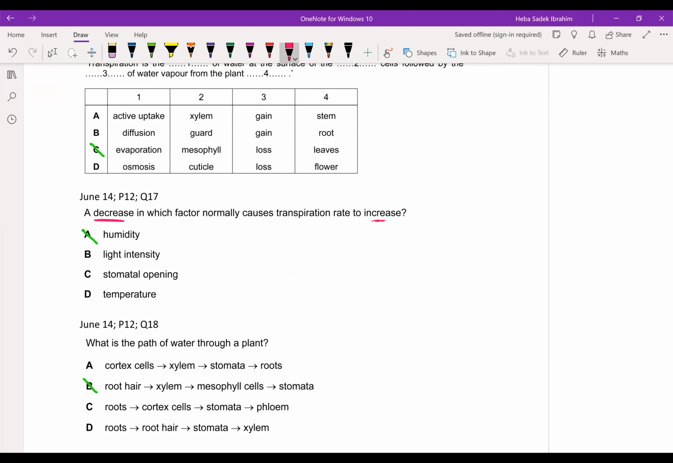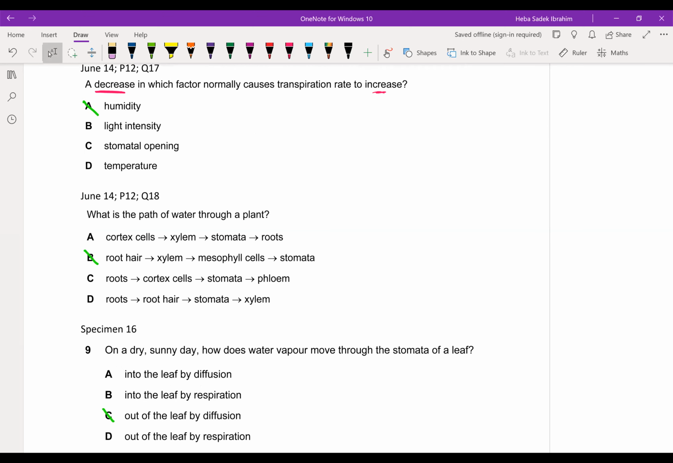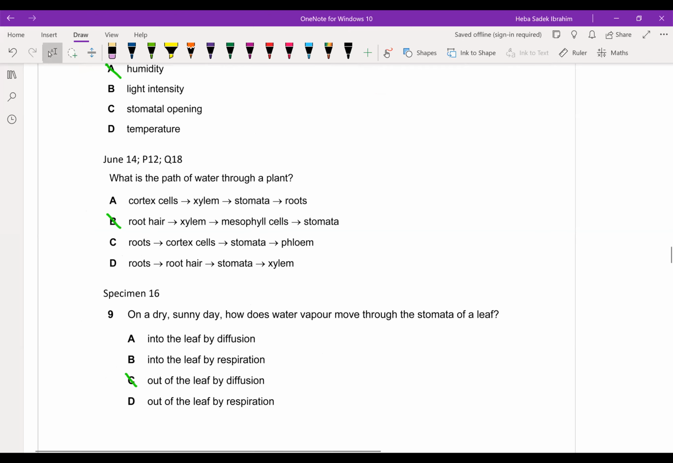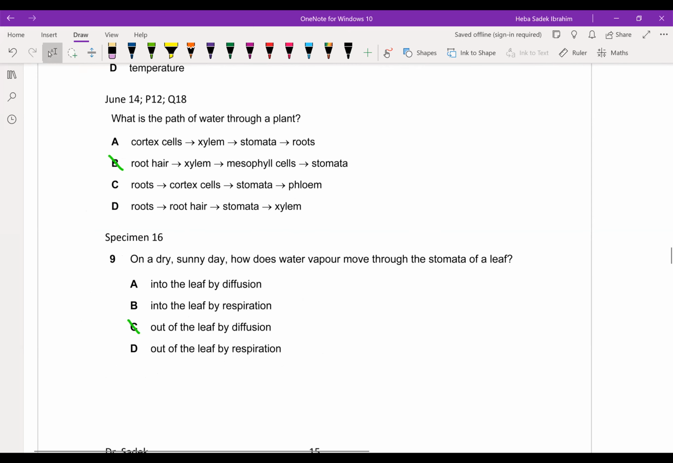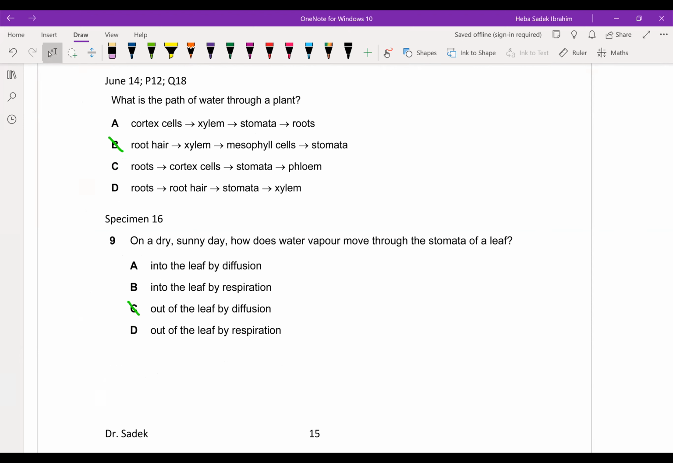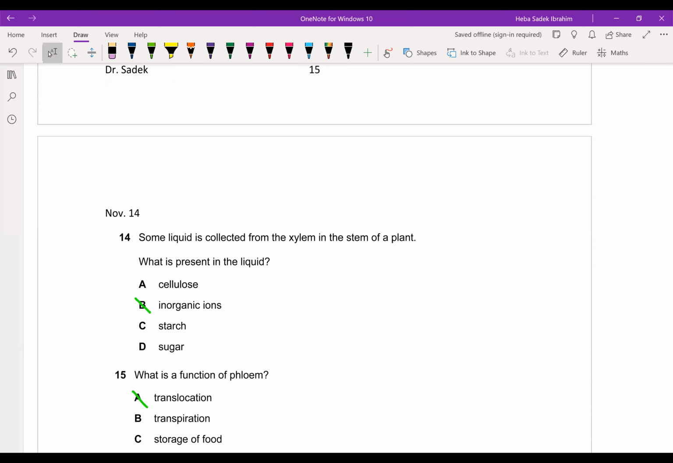Right? What is the path of water through a plant? Root hair, xylem, mesophyll, and then at the end he put stomata. It doesn't matter to me, he can say what he wants, I've studied and I know. So it's root hair, xylem, mesophyll and then the stomata. They bring different questions, or they are creative with what they put inside the question. On a dry, sunny day, how does water vapor move through the stomata of a leaf? It moves out of the leaf by diffusion. Straight to the point. Some liquid is collected from the xylem in the stem of a plant.